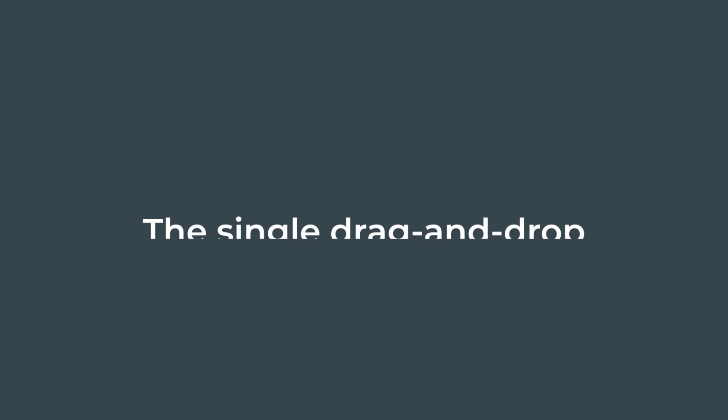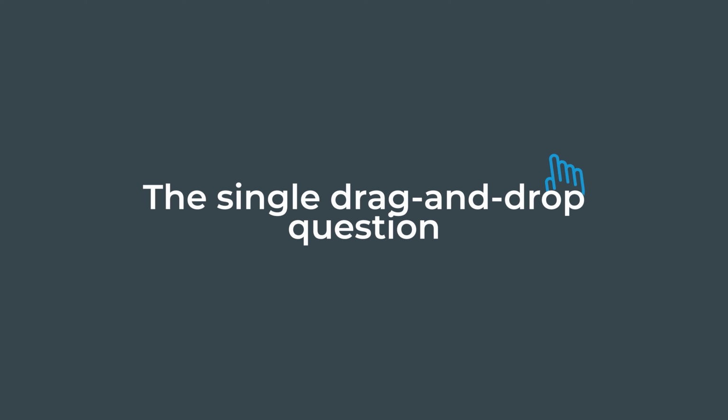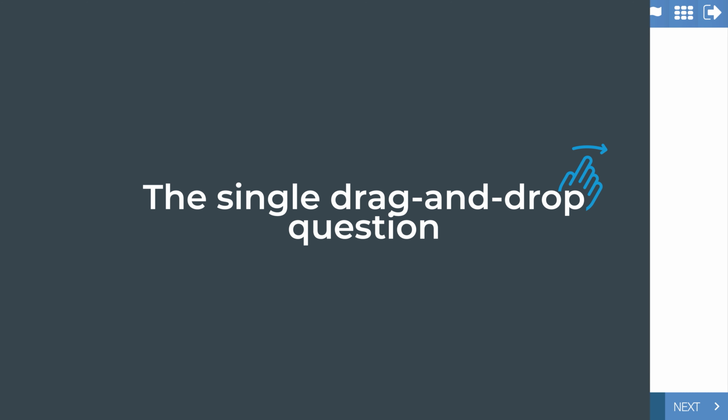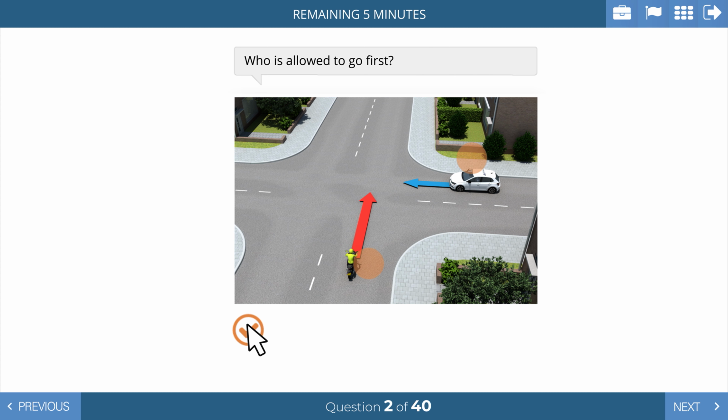The single drag and drop question. This is a variant of the drag and drop question. With these questions, you only get 1 circle with a check mark in it. For these questions, you have to position the circle in the image on the road user who you think has the first right-of-way.